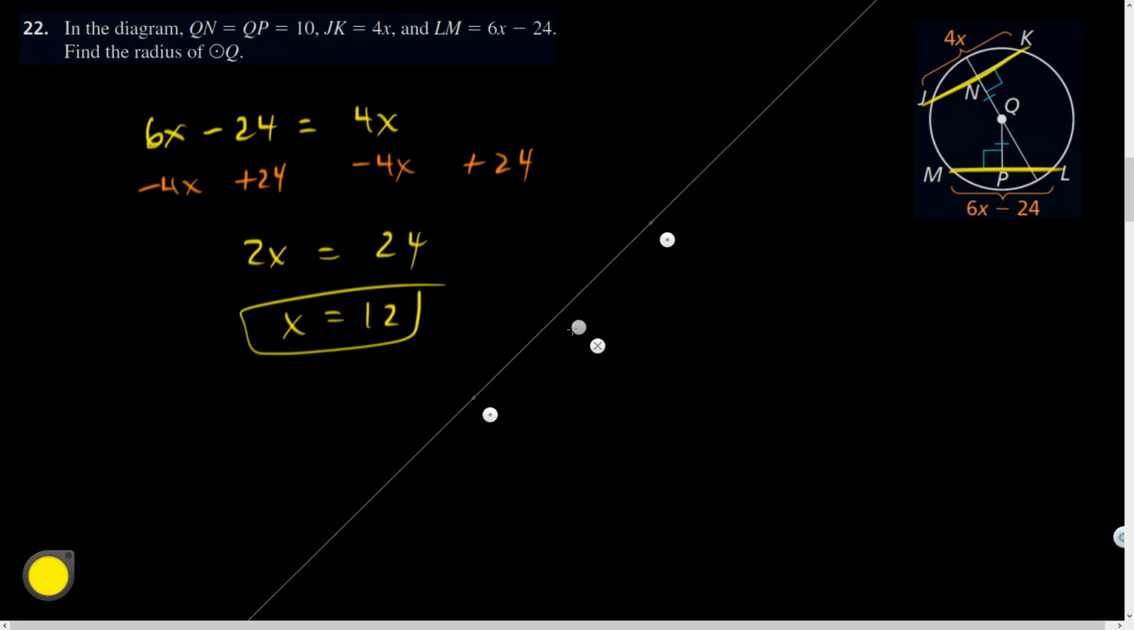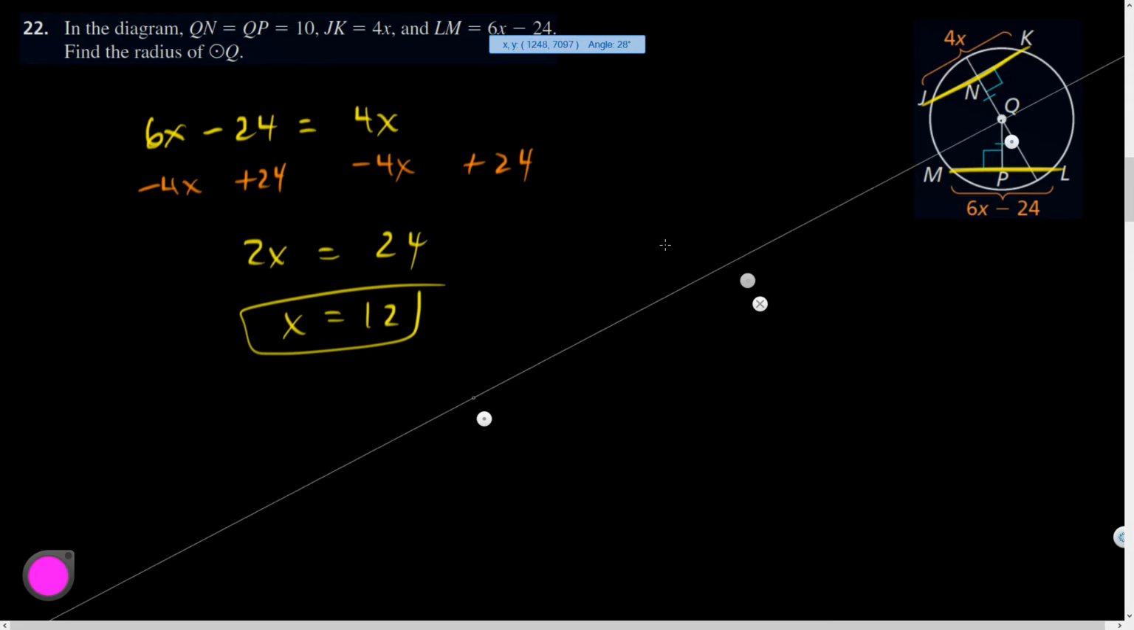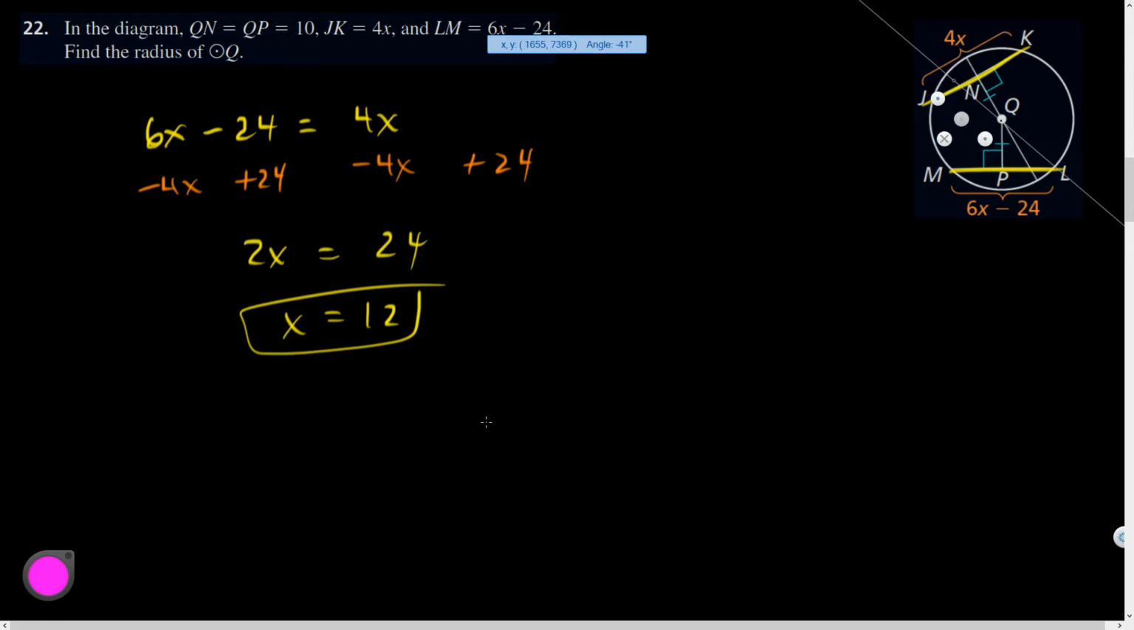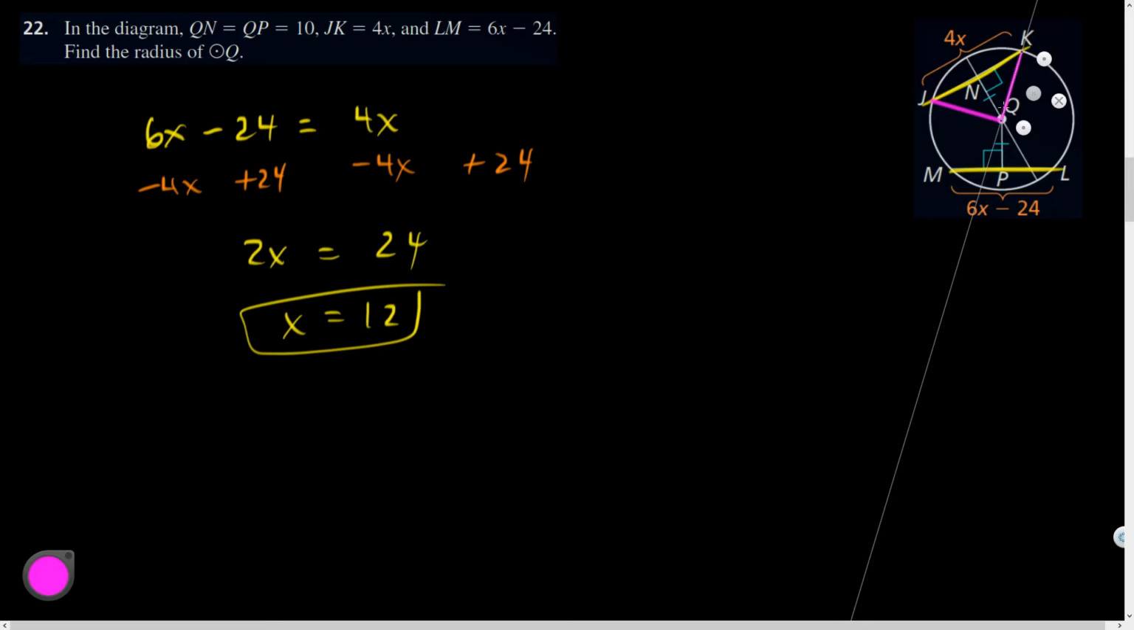We got to find that radius. So, guys, yes, I agree that this is a radius, but it's not the best radius. I get it, a tangent. Pretty good.